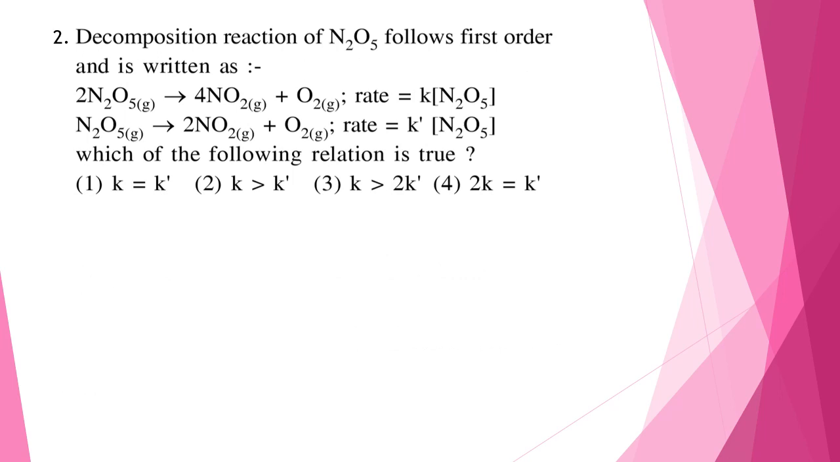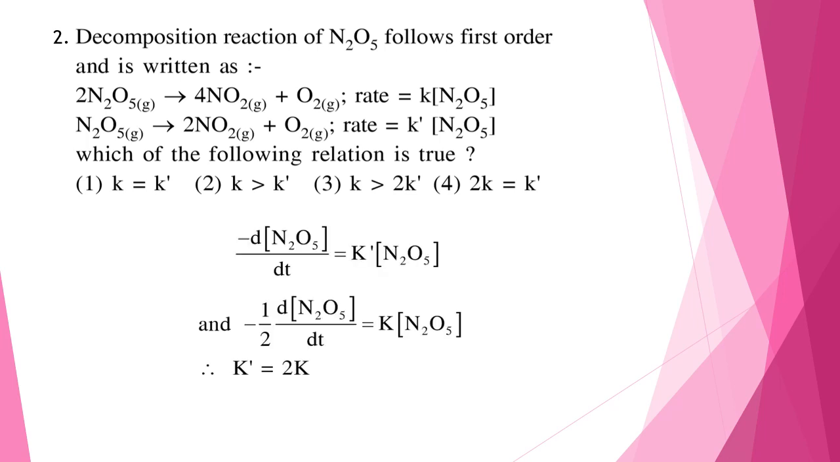Question 2. Decomposition reaction of N2O5 follows first order and is written as. So the reaction is given 2N2O5 gives 4NO2 plus O2. Rate is equal to K into concentration of N2O5. And N2O5 gas gives 2NO2 plus O2. Rate is equal to K dash into concentration of N2O5. Now, which of the following relations is true?